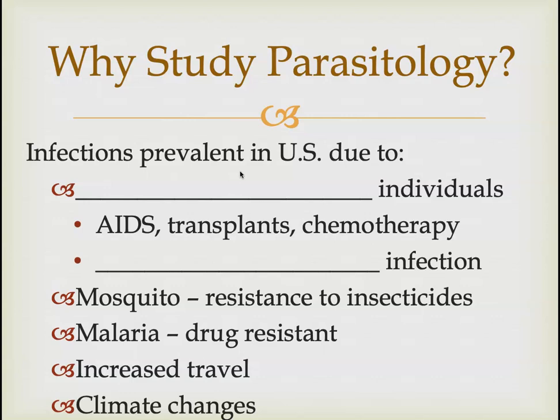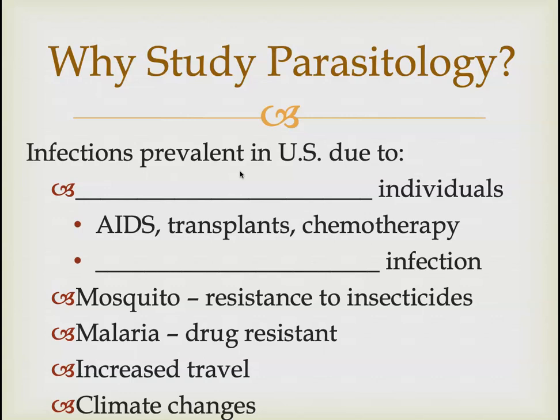So for example, if you or I were to get a toxoplasma infection, toxoplasmosis. This might not be a big deal for us. We might not even know, but it could be very, very harmful to someone with a weakened immune system.